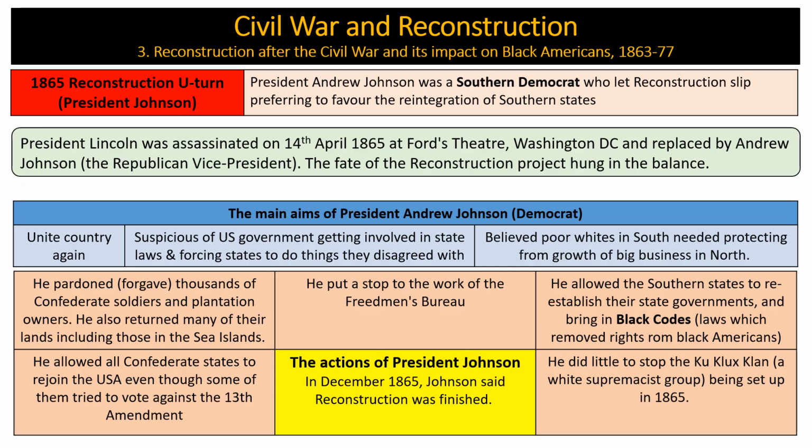So what did Johnson do? Well, he pardoned, forgave thousands of Confederate soldiers and plantation owners. He also returned many of their lands, including those in the Sea Islands. He put a stop to the work of the Freedmen's Bureau. He allowed southern states to re-establish their state governments and bring in black codes, which were laws which removed rights from black Americans. He allowed all Confederate states to rejoin the USA, even though some of them tried to vote against the 13th Amendment, which was, remember, all about banning slavery. And he did little to stop the Ku Klux Klan, a white supremacist group, being set up in 1865. In December 1865, Johnson had said that Reconstruction was finished.